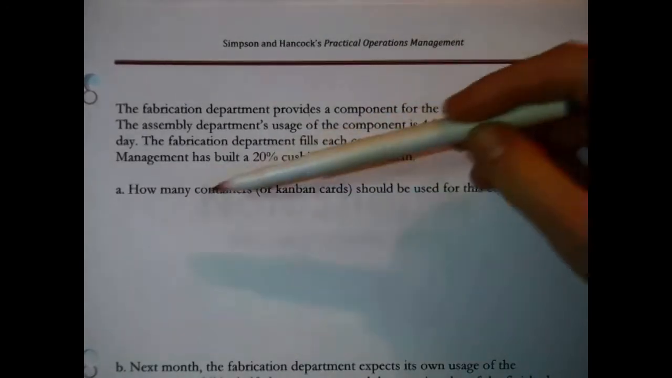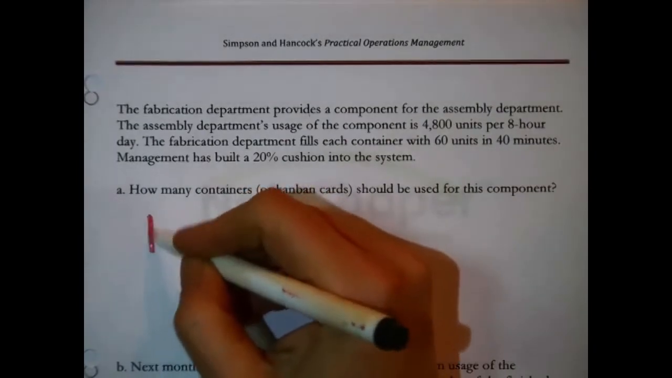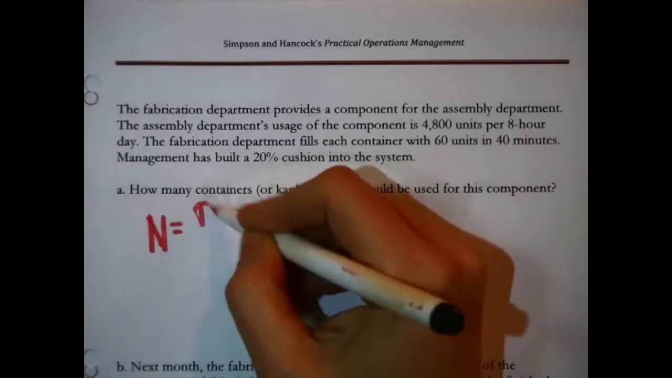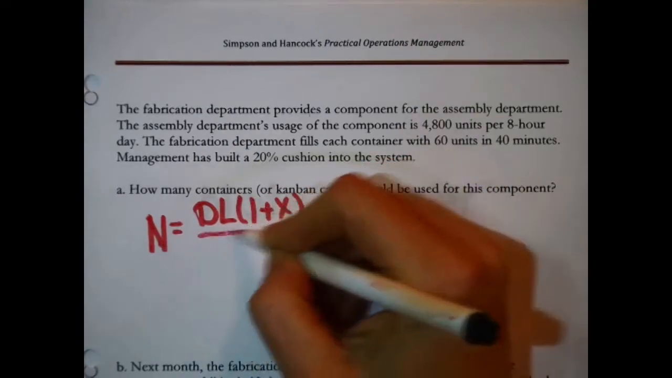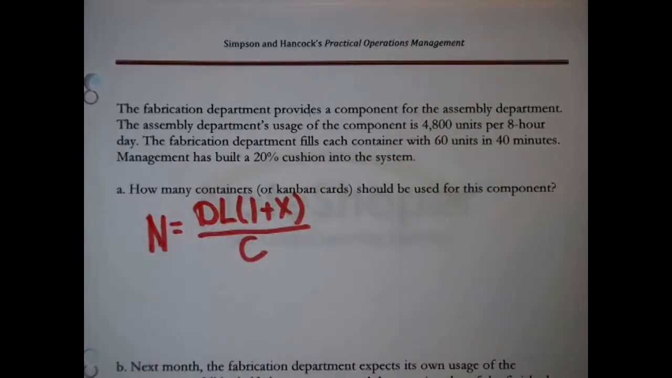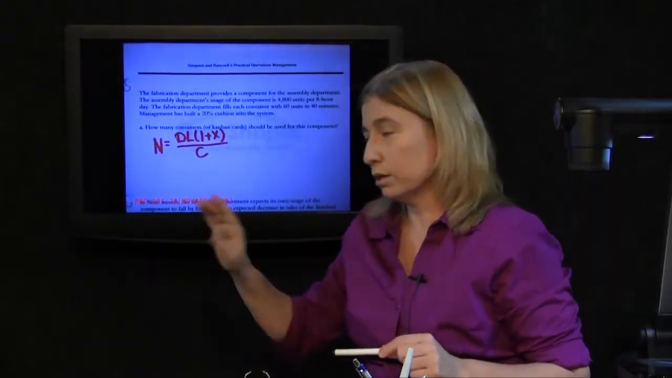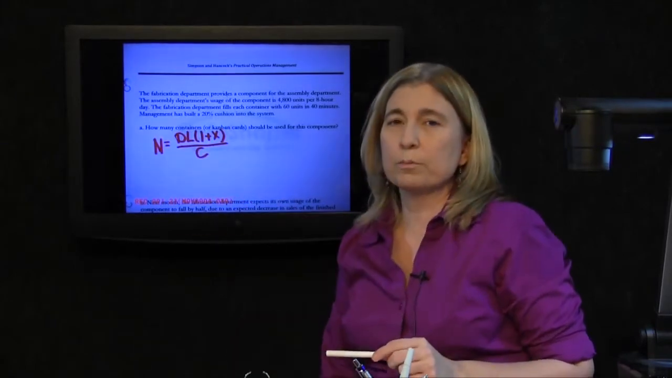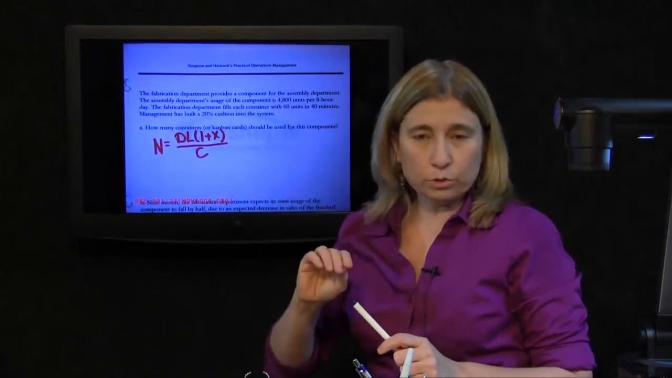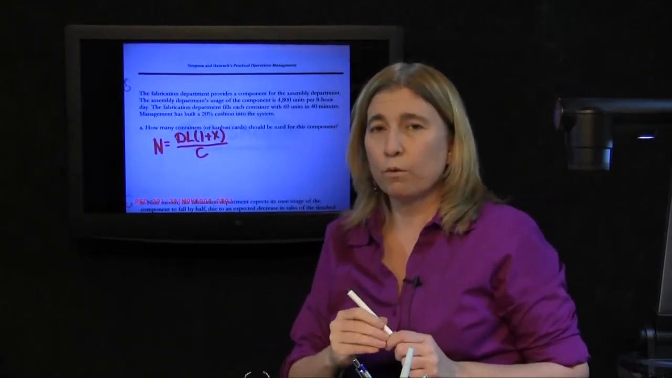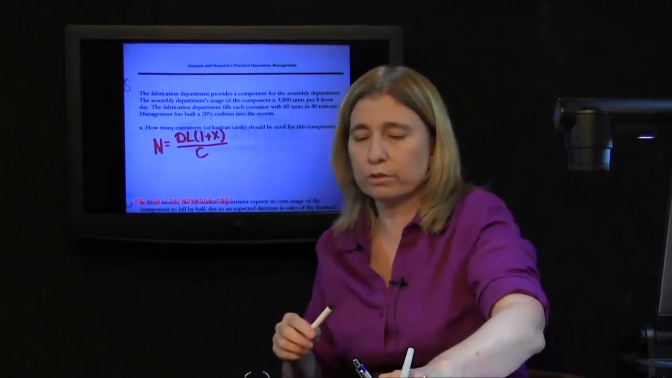into the system. The question, how many containers or Kanban cards should be used for this component, is an invitation to use the formula. D times L times 1 plus x divided by c. But we have to find the appropriate numbers to place in the position of each one of those parameters. So what are they? Okay, the D is the demand or the usage rate for a particular component that's being governed. Now, we were told information about that.